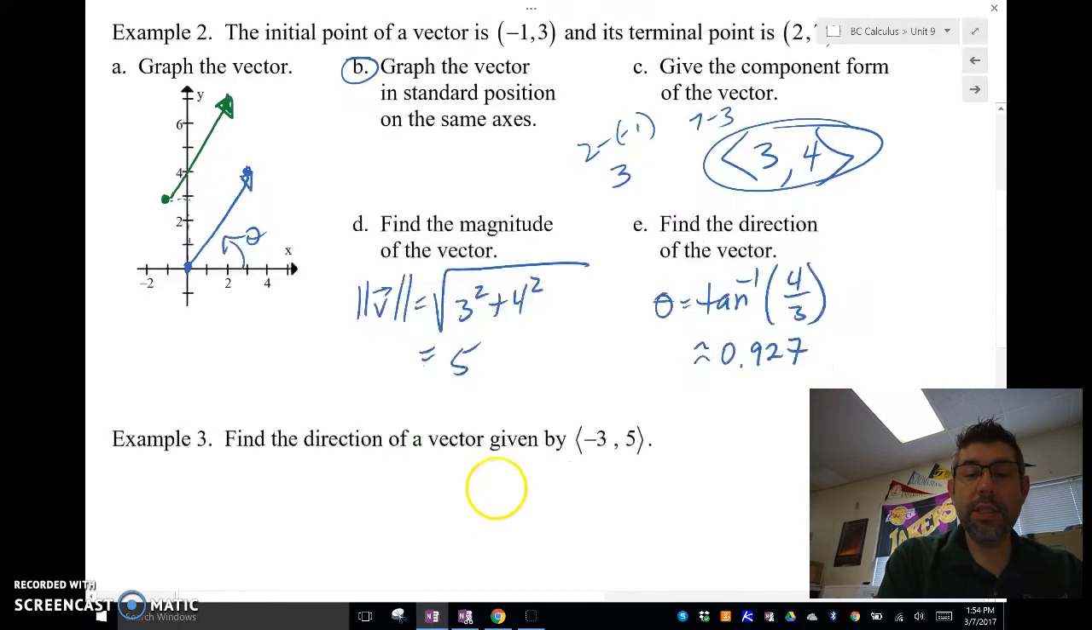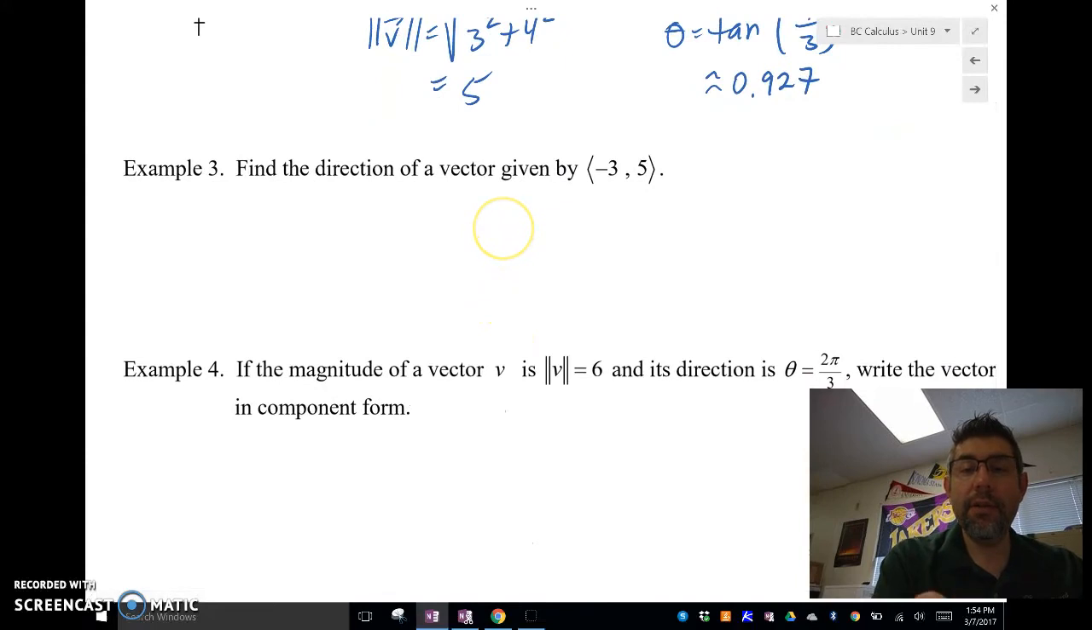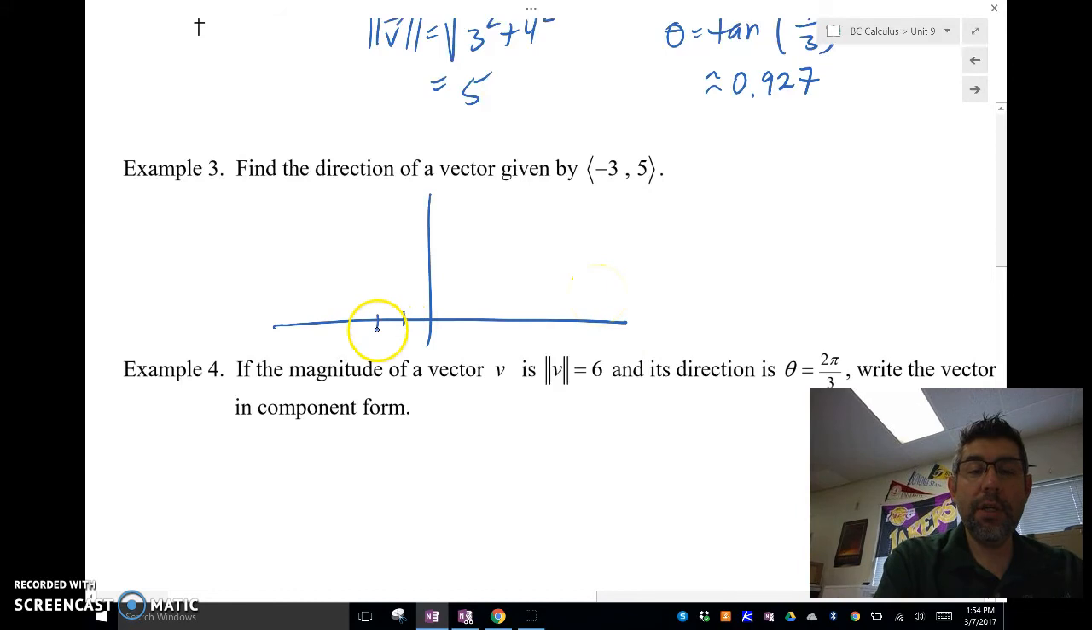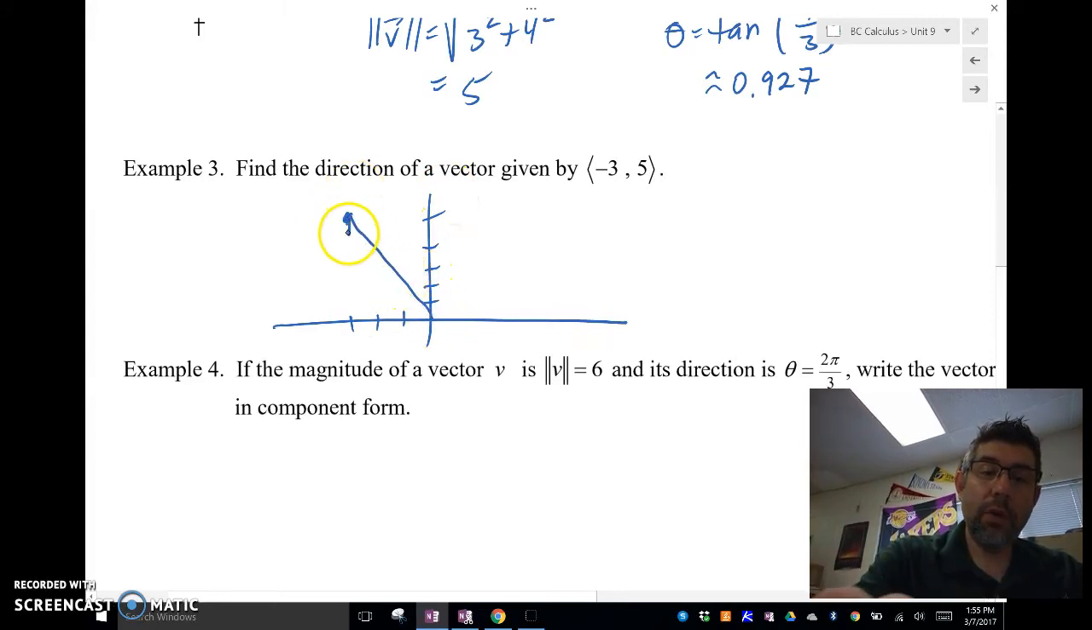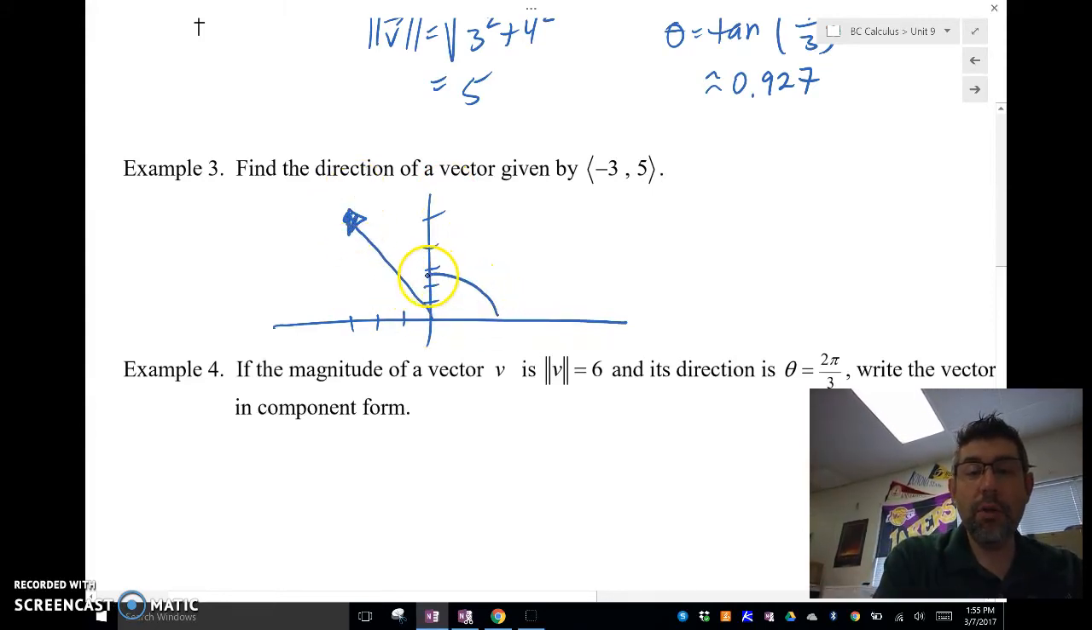All right, find the direction of a vector given by negative 3, 5. So what I always tell my students is that I like you to graph out this vector to see where it is. Negative 3, 5. So you get an idea of where and what quadrant we're in. That way we know we're looking for this angle theta here. Now this is our angle, our directional angle. Now if I'm going to make theta right here, I'm going to draw a right triangle. Okay, and I know this is 3 and this is 5.